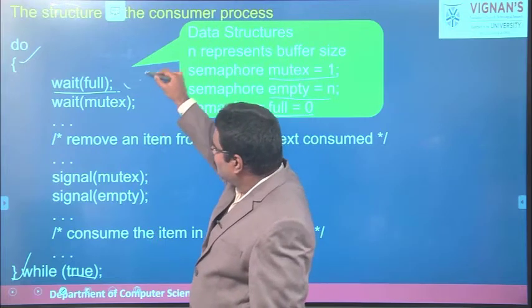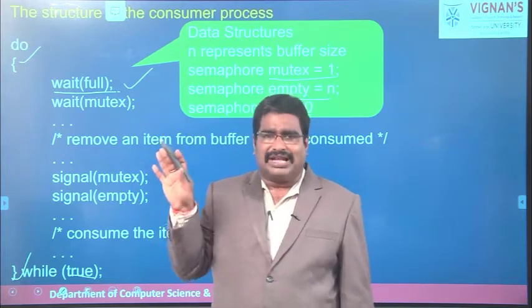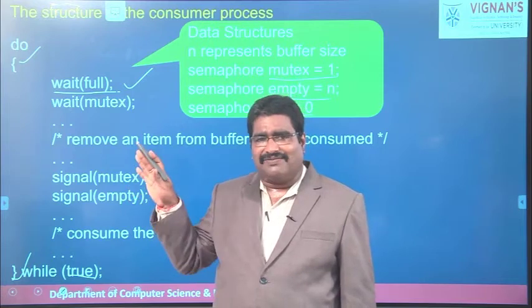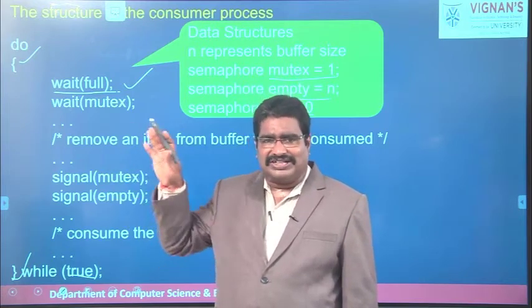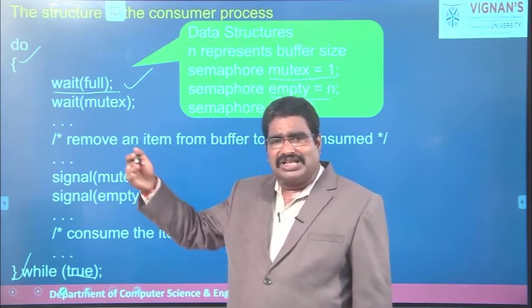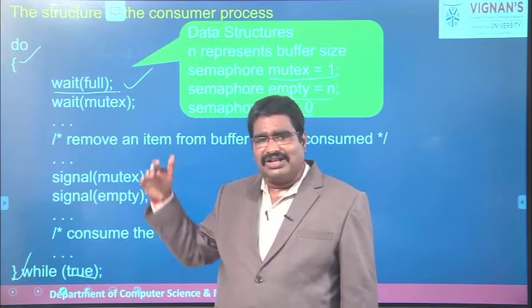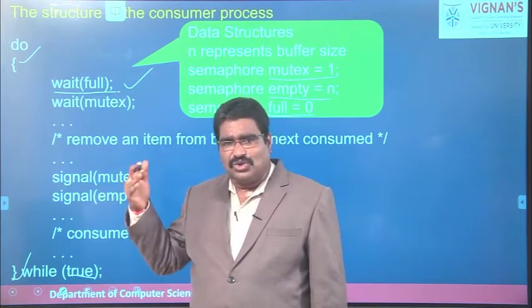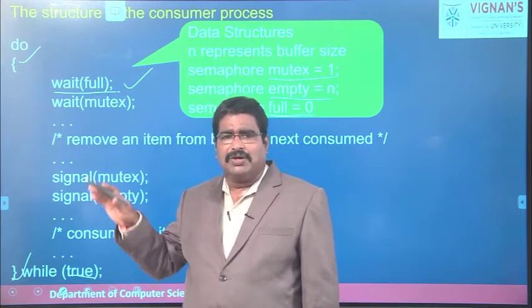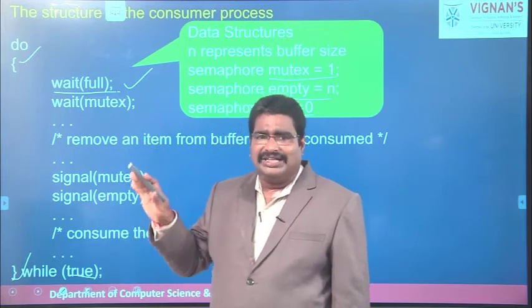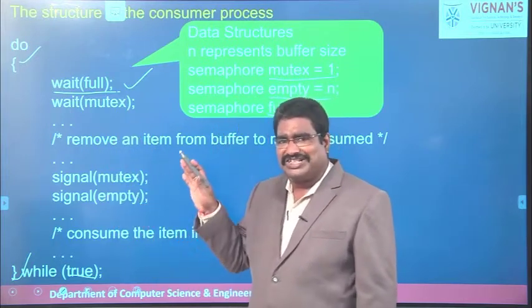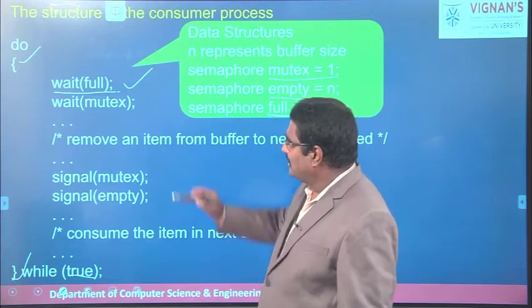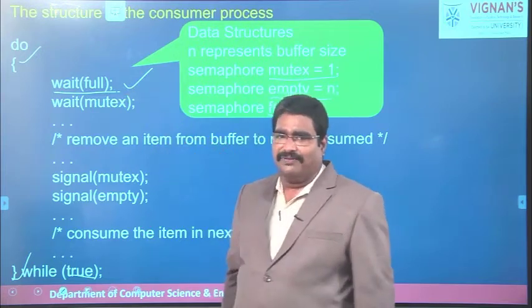So it is used to verify whether the items are available in the buffer or not. If the items are available in the buffer, the full value is decreased by 1 and the consumer is allowed to take the item. If the full value is equal to 0, it indicates that no item is available, so the consumer process needs to wait until the producer process places the item into the buffer. So that is the need of wait full.